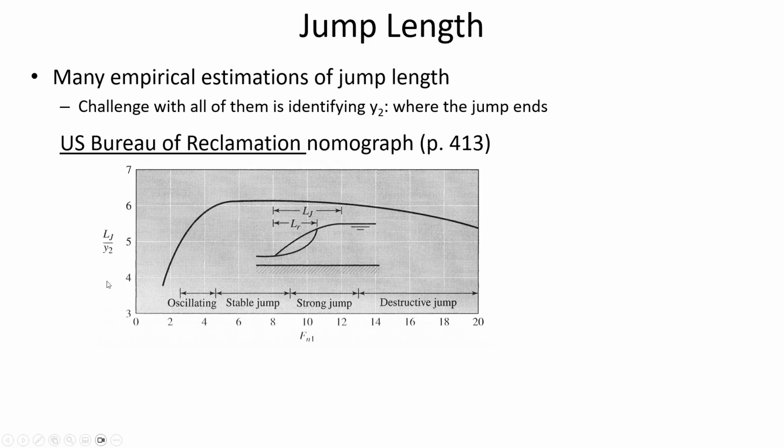And what this figure illustrates is, if you know the Froude number upstream prior to the jump, that's the horizontal axis here, you go up and encounter where this figure is over to the left, and then it tells you the ratio of the jump length to the downstream depth. So from the Belanger momentum equation, you would calculate y2, and then knowing the ratio of the jump length to y2, and where it comes on this figure, you could find out how long the jump is.